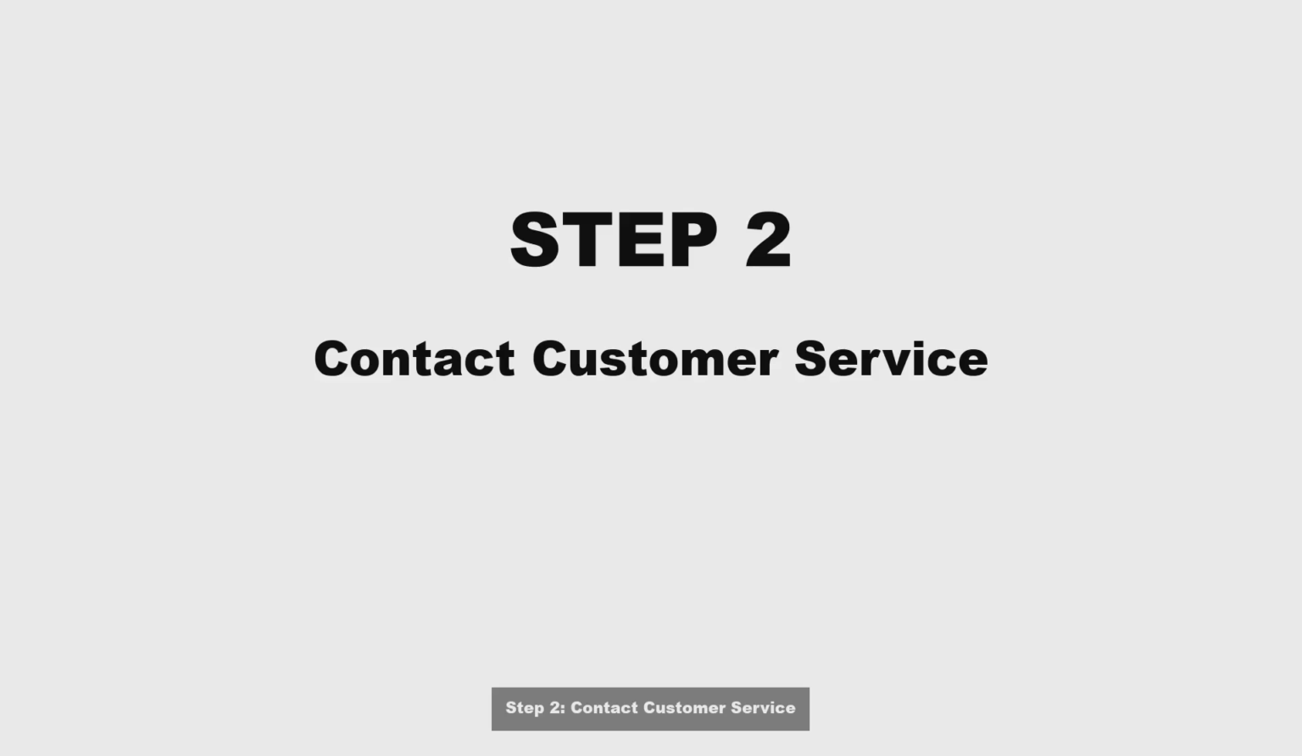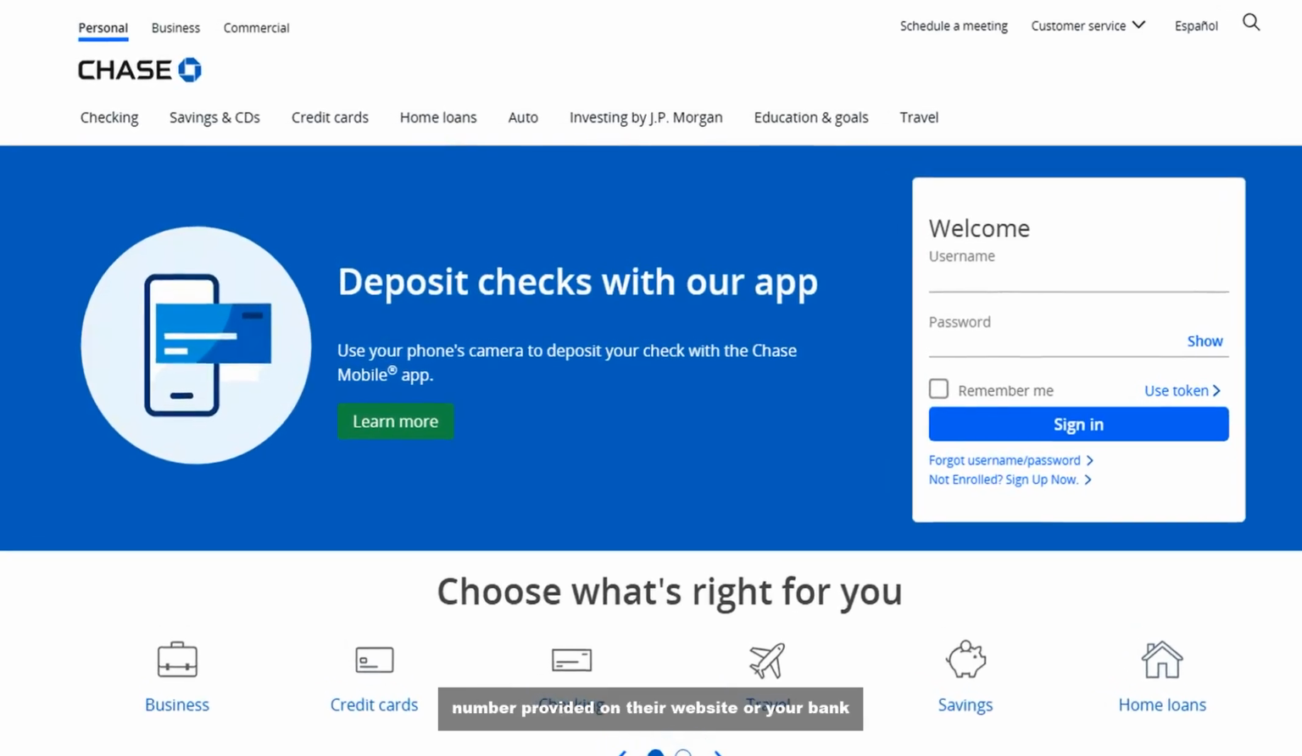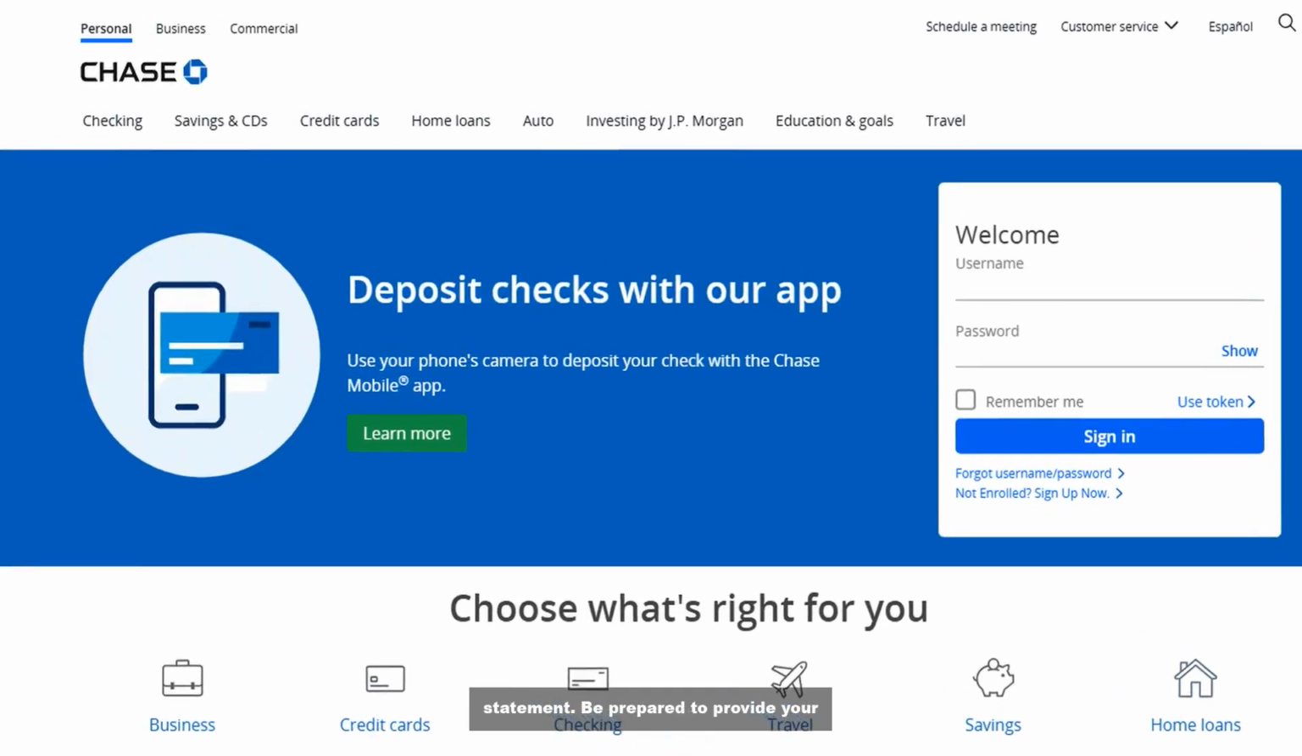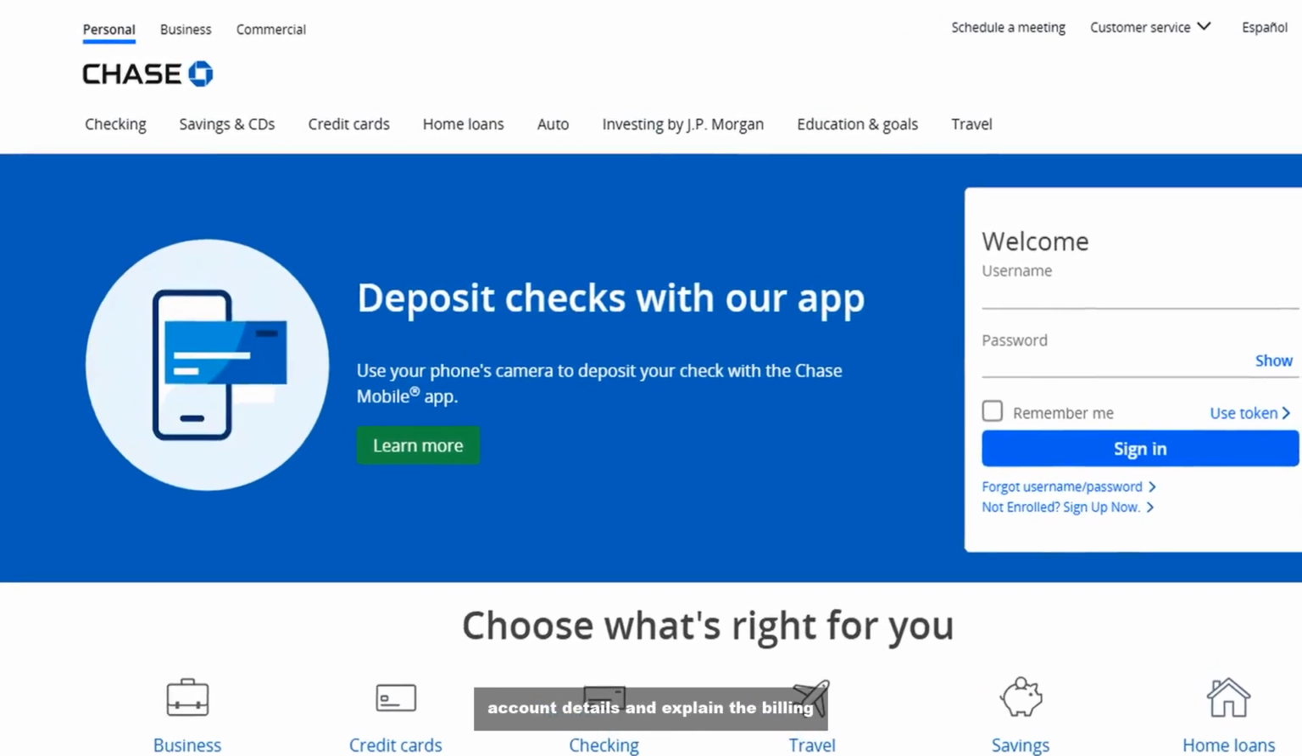Step 2. Contact customer service. Call Chase Bank's customer service at the number provided on their website or your bank statement. Be prepared to provide your account details and explain the billing problem you're facing.